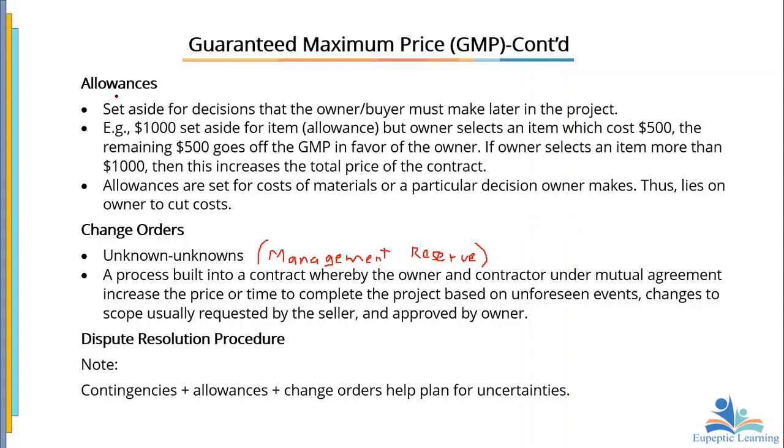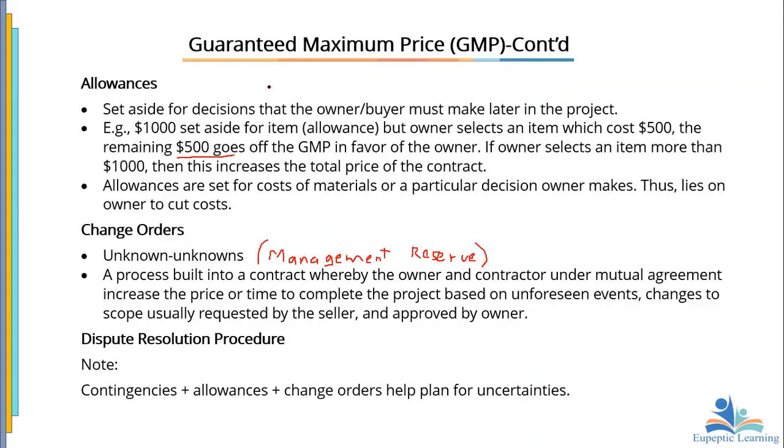Then now we go into our management reserve to use that money to complete the project or do what is supposed to be done. Now, allowances are set aside for decisions that the owner or buyer must make later in the project. And this is what it means. Say we set aside $1,000 allowance for a particular item. Now, if the owner selects any item that is $500, then there's a balance of $500. Is that not it? And this $500 goes off the guaranteed maximum price.